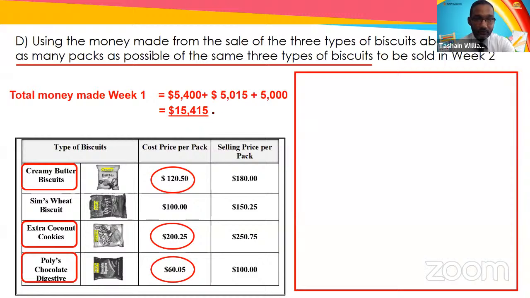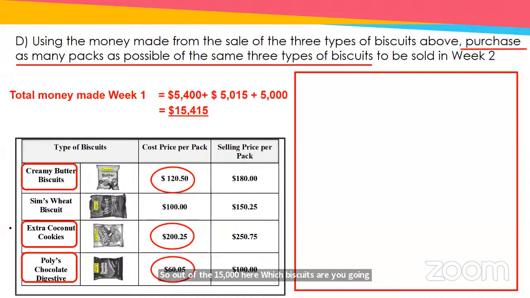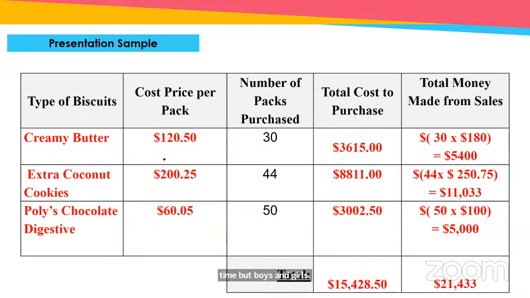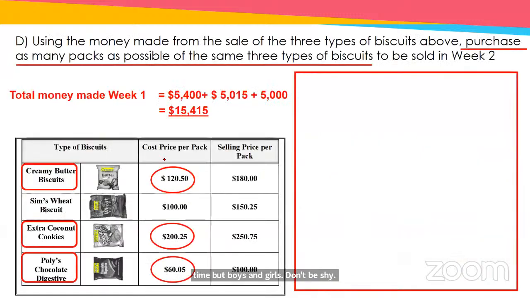So out of the 15,000 here, which biscuit are you going to buy the most? All right, Kimani Spence, his hand is up. Let's hear from him. Kimani? All right, so the responses are not forthcoming at this time, but boys and girls, don't be shy. Let's continue. Patricia Gabadon is saying poly chocolate digestive.